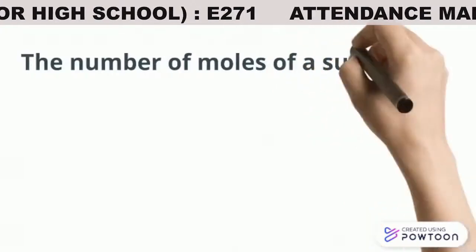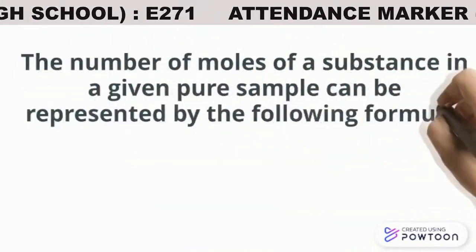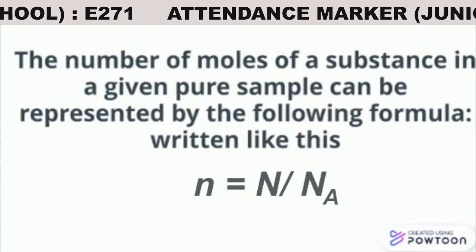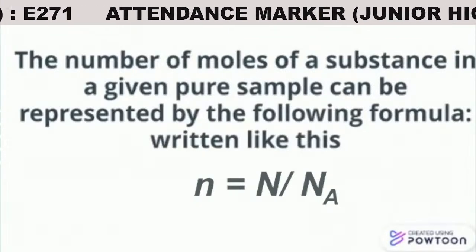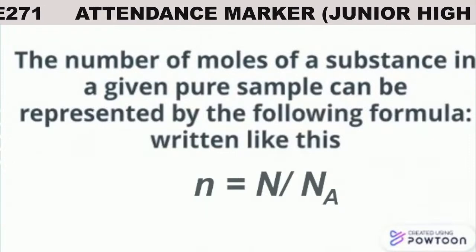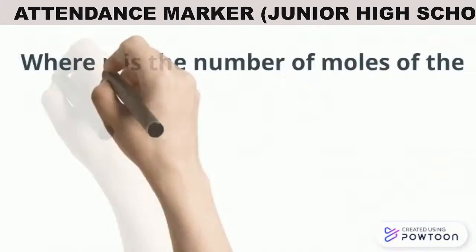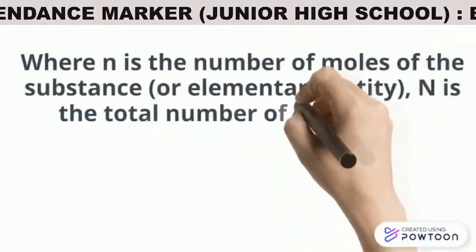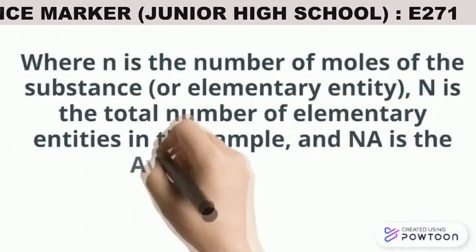The number of moles of a substance in a given pure sample can be represented by the following formula, written like this: small n is equal to big N divided by big N subscript A, where n is the number of moles of the substance or elementary entity, big N is the total number of elementary entities in the sample, and N subscript A is the Avogadro's constant.